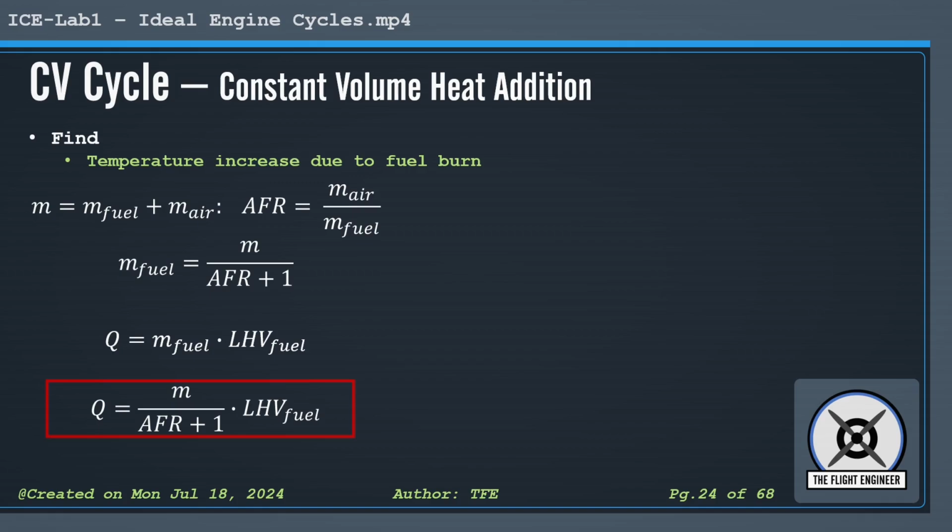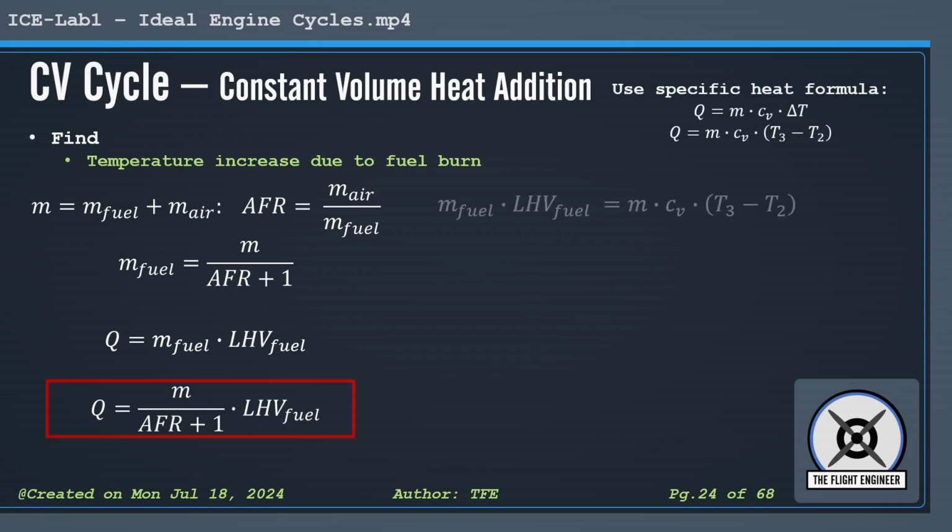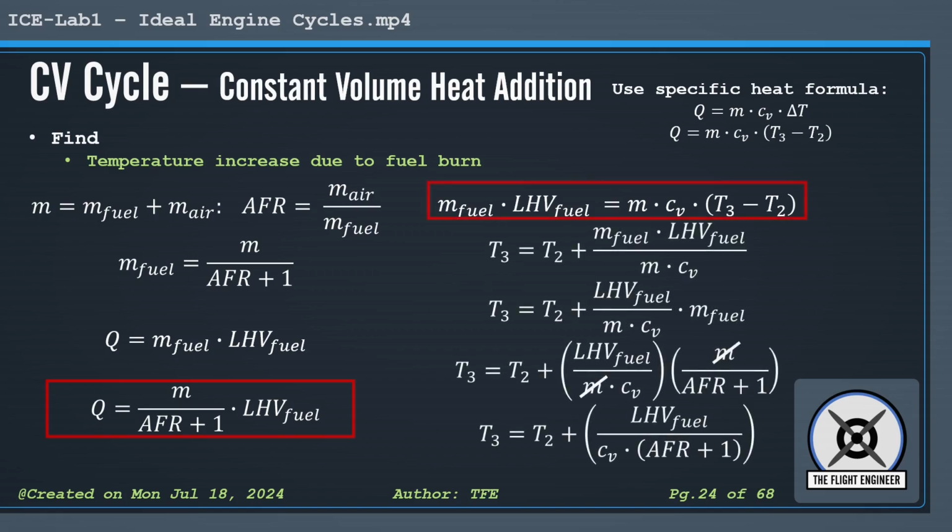So once again, we can use Q equals mc delta T. We'll substitute in for Q, solve for temperature at 3, and simplify terms to give us this final equation. If you feel lost here, feel free to pause and look it over, or you can just take my word for it and the computer will crunch the numbers.